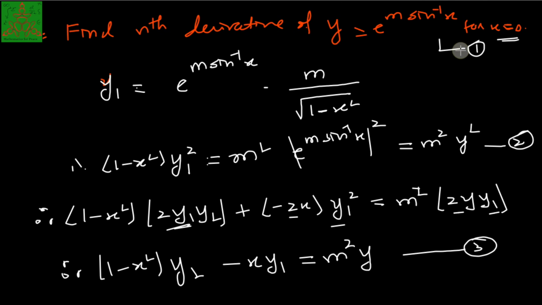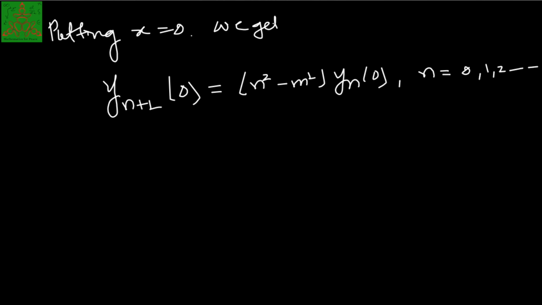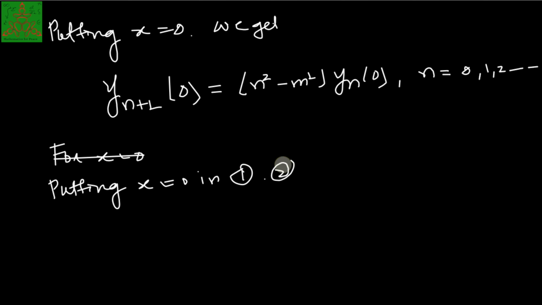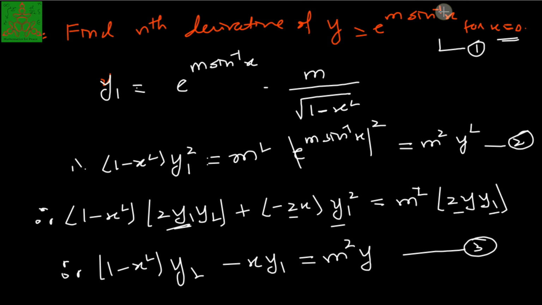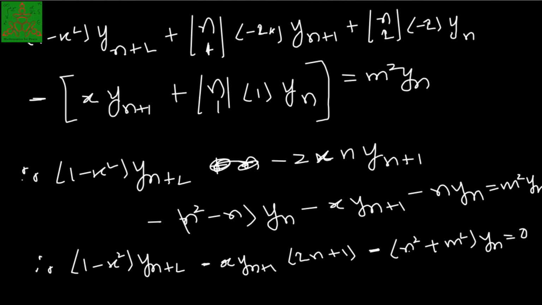So if I put x is equal to 0 in equation 1, putting x is equal to 0 in 1, 2 and 3, we get y at 0 for the first two. By putting 0, the y at 0 we have is e power 0. E power 0 is 1, so y at 0 is 1.